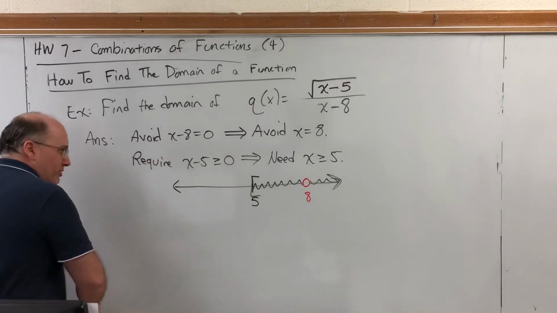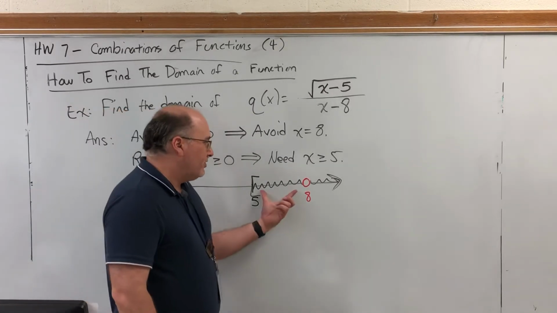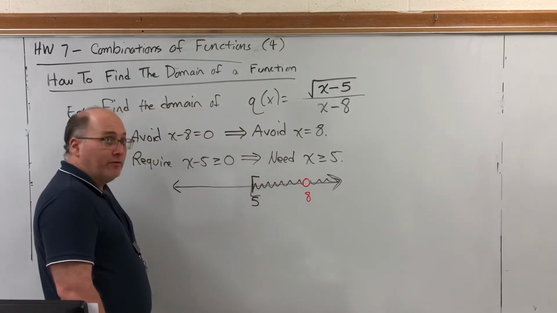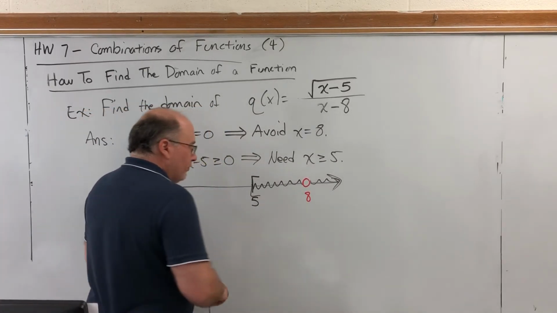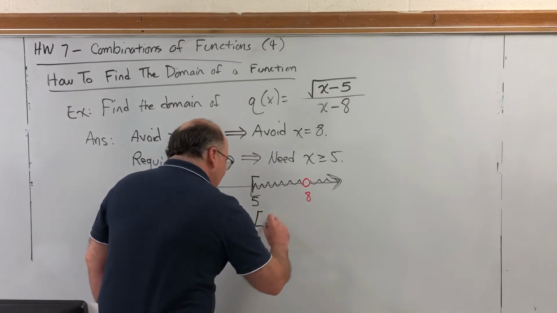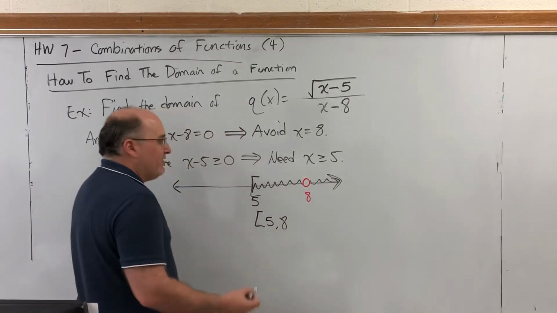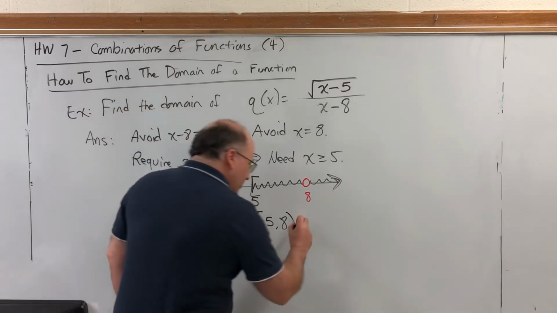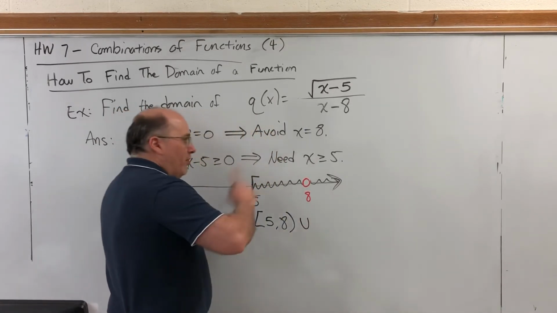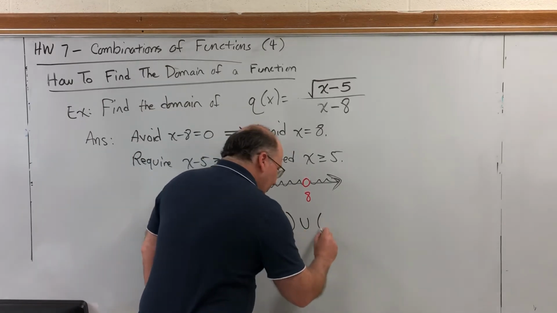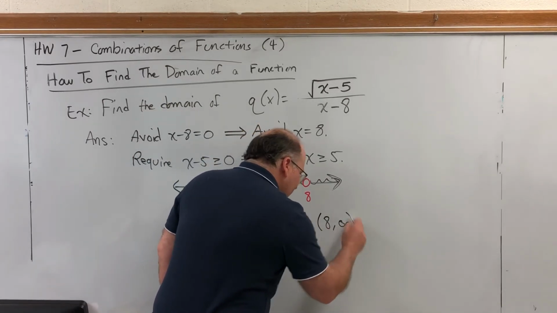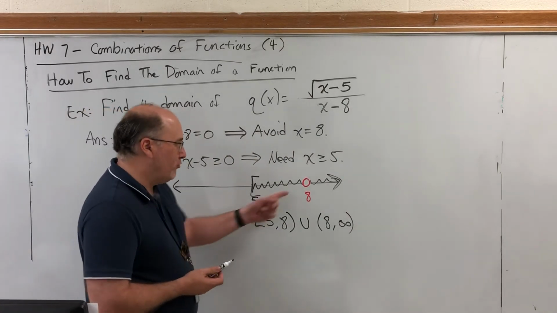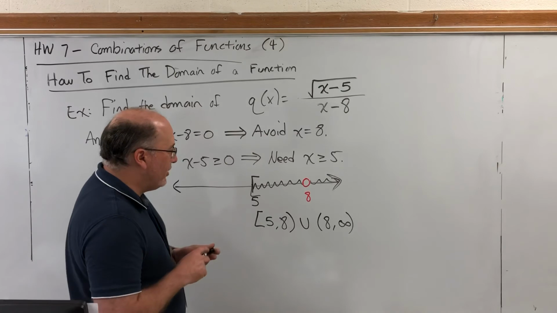I've just partitioned my domain into two pieces, the piece between 5 and 8 and the piece to the right of 8. So I need an interval for each one. The interval between 5 and 8 is bracket 5, comma 8, but the 8 has a parenthesis because I removed the 8 from the domain. Union, on the right side of 8, parenthesis 8, comma infinity, parenthesis. Again, parenthesis on the 8 because I removed it from the domain, it's not there.